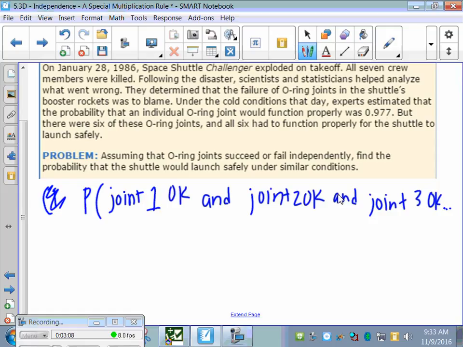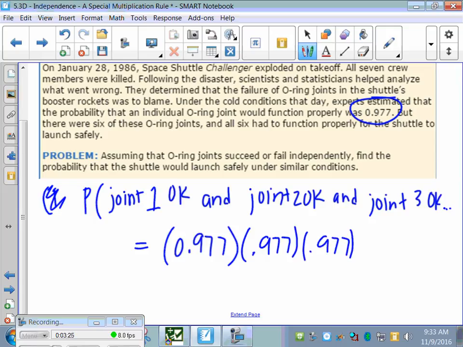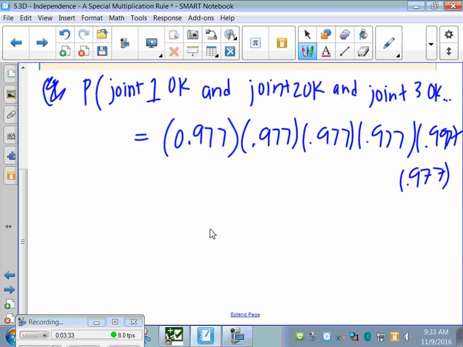So what's the probability that one of them passes? This number right here. So a 97.7% chance that that one passes. But there are 6 of them. 2, 3, 4, 5, 6. Multiply those all together, and we get 0.87.